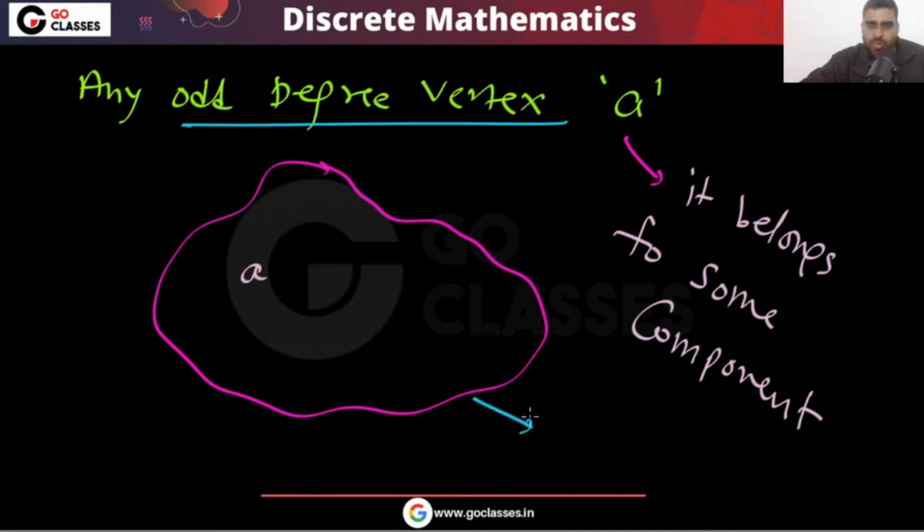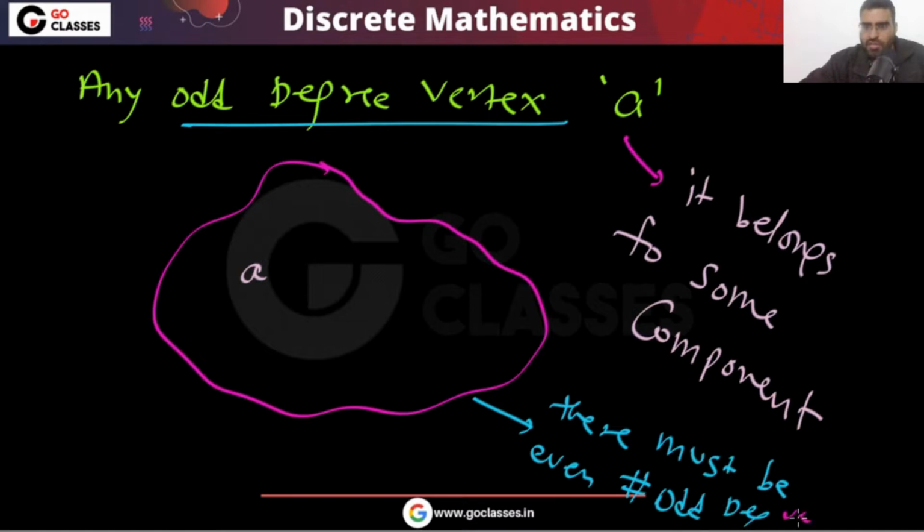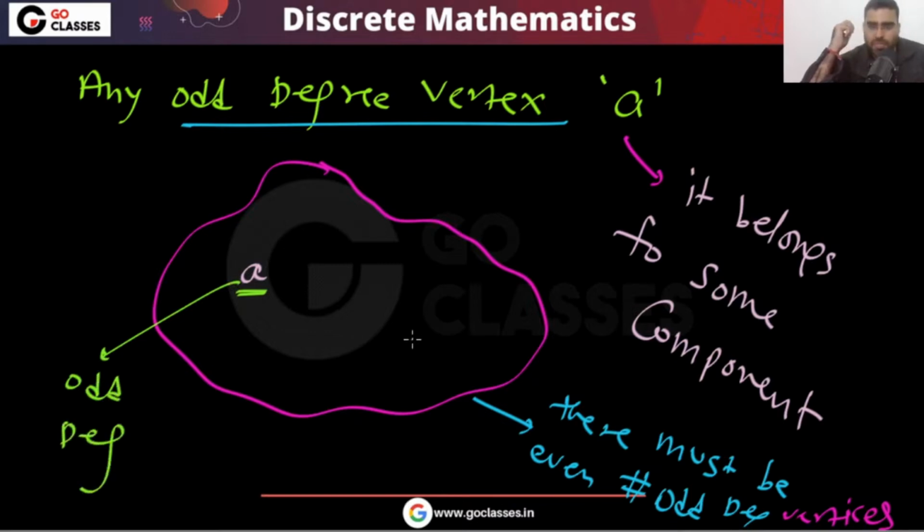So in this component, there must be an even number of odd degree vertices. This is already an odd degree vertex. There should be another, because there must be an even number of odd degree vertices. This is one, so there should be at least one more. Maybe 3, maybe 5, so the number of odd degree vertices can be 2, 4, 6. So there must be some other odd degree vertex.